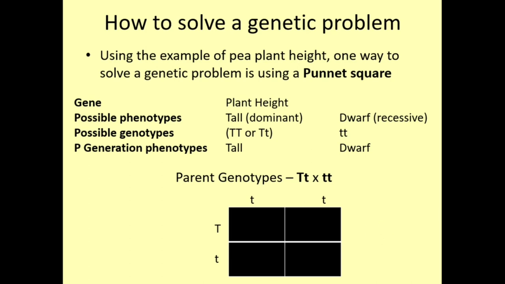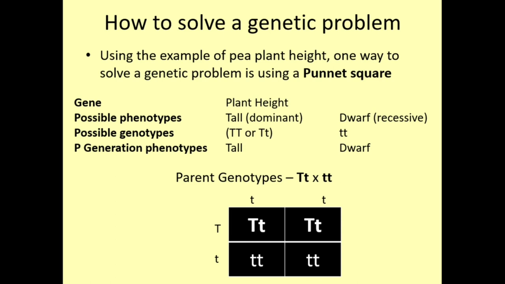But then what we do to work out the genotypes of our offspring is that we go along and take this big T and put it into this box, and then we take this little t and put it into this box, and then we take this big T and put it into this box, and this little t, and then same here and same here, and then the little t over here and here. So when we complete our Punnett square, this is what we should see. The big T is there, the little t is there, big T there, little t, little t, little t, little t, little t.